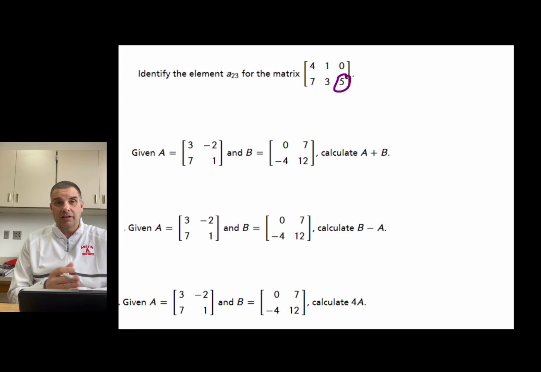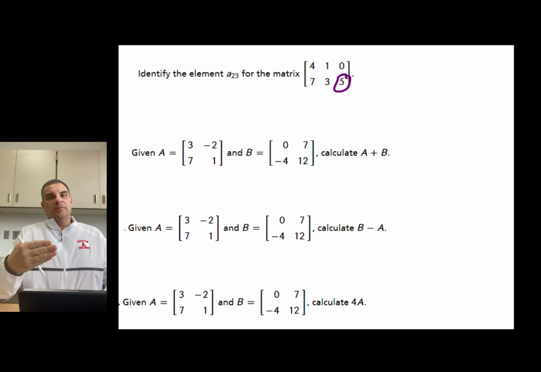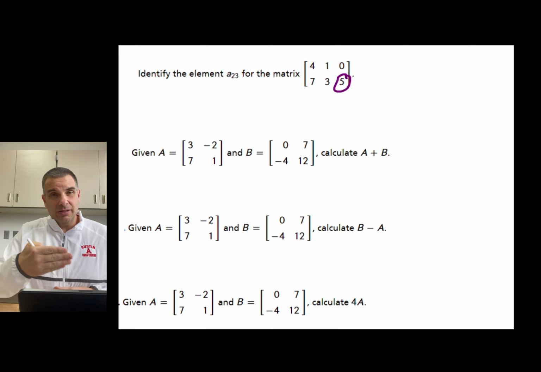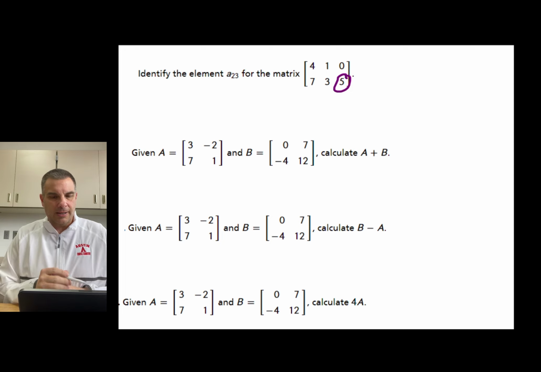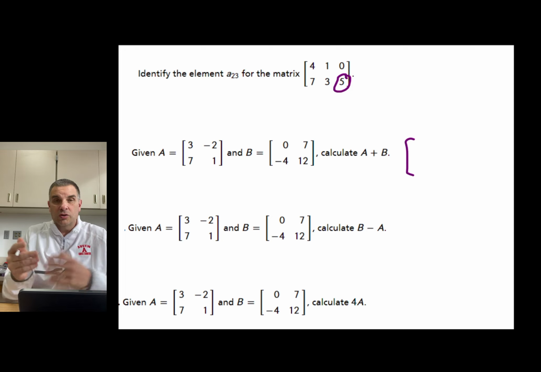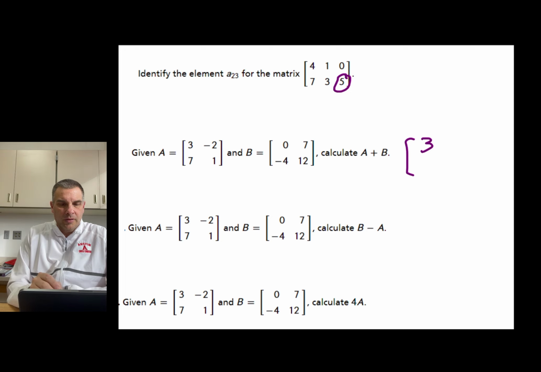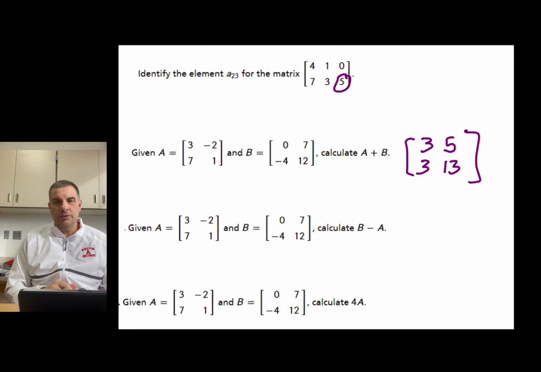Next one. It asks us to calculate A plus B. If you want to do it by yourself, I suggest you press pause, because I'm just going to keep going. So if we take A plus B, first we check 2 by 2 and 2 by 2. Perfect. So we add 3 plus 0, which is 3. Negative 2 plus 7 is 5. 7 plus negative 4 is 3. And 13. 2 by 2 plus 2 by 2 gives you a 2 by 2.